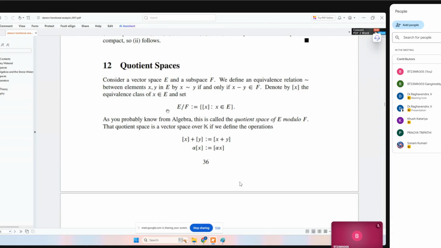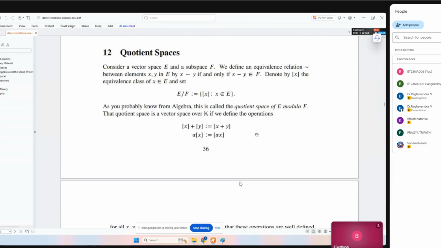So this is a new space we are defining. On this new space, we induce two operations, plus and multiplication. So how do we add two cosets? If you take coset x and coset y, then you define this to be the coset generated by x plus y. That is the addition on the set E over F.